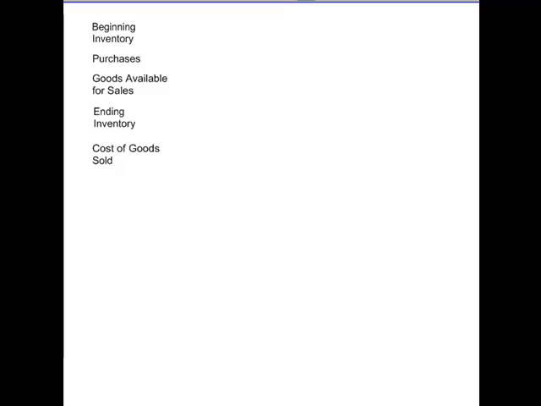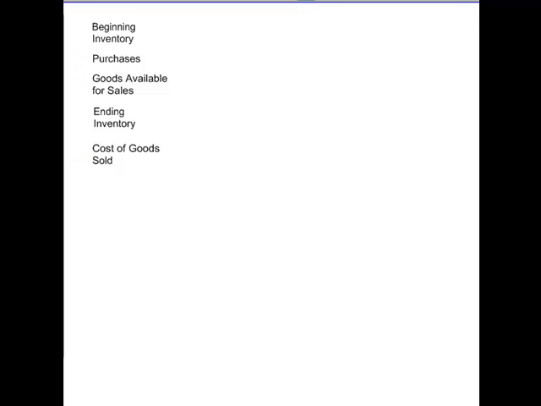We would take the beginning inventory and we would add the purchases that the company made throughout the year. That would give us the goods available for sale. So these would be all the goods that the company has available to sell to the customers during the year. From that, we would subtract off the ending inventory. So a company would do an inventory count at the end of the year, count up what they had left over, and the result is cost of goods sold.